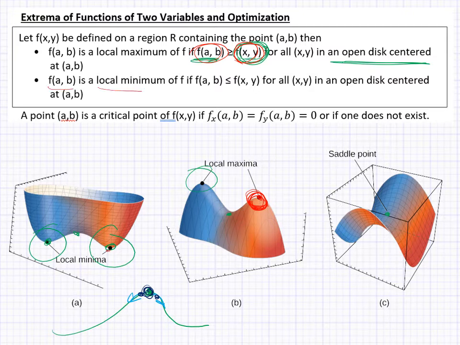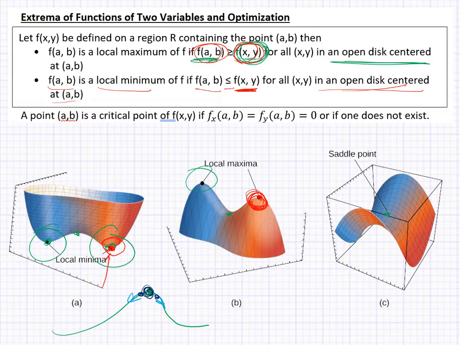F of AB is a local minimum of f if f of AB is less than all the other z values, the function values, all the way around in an open disk centered around AB. Same thing. Take this point, look all the way around you, and decide, are all the points around you sitting higher, do they have a higher z value than the z value you're standing on, in which case that z value right there is your local minimum.